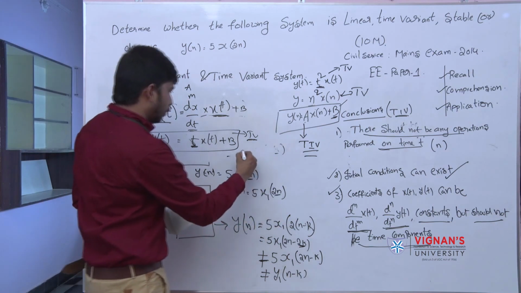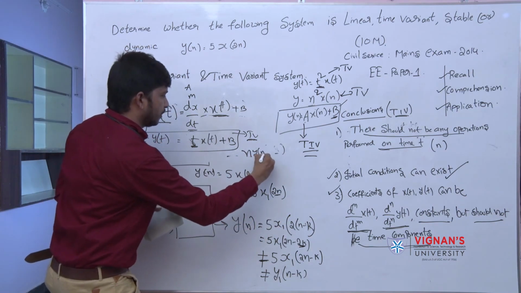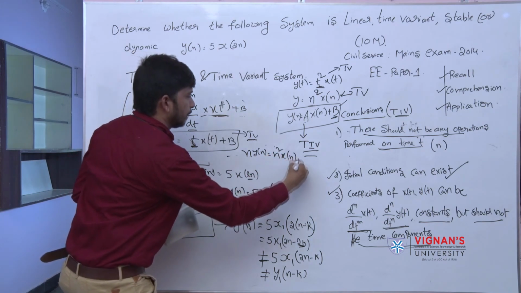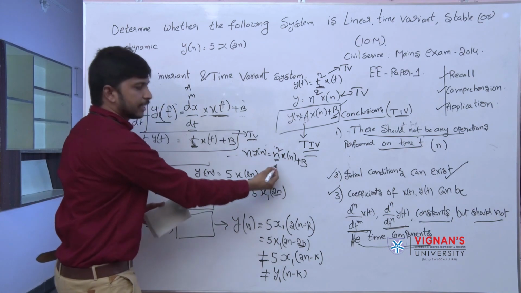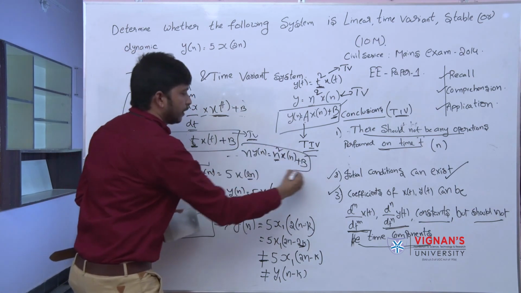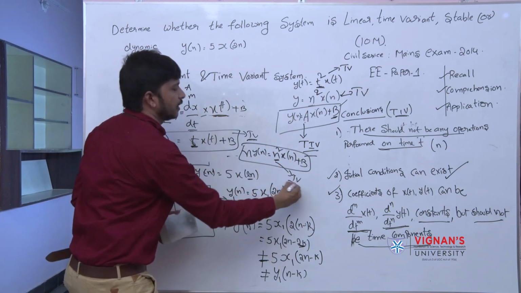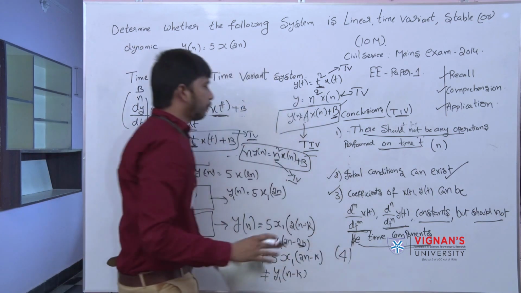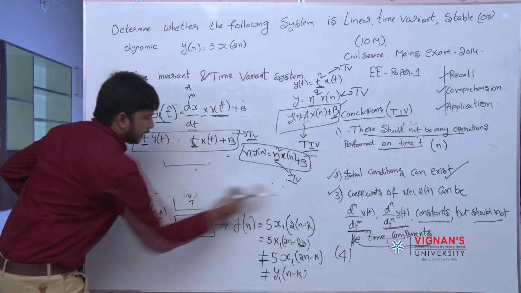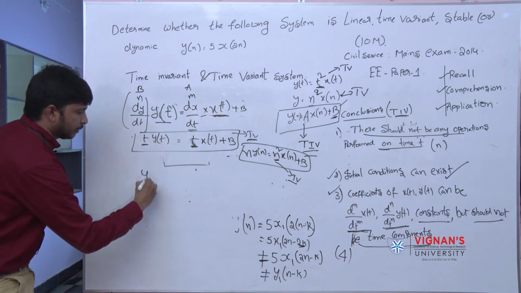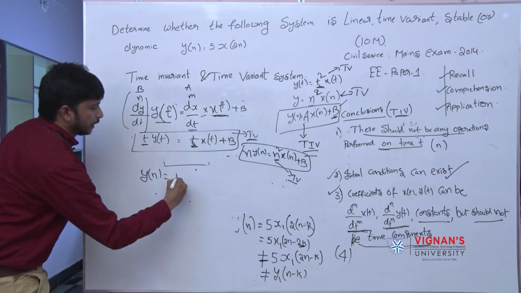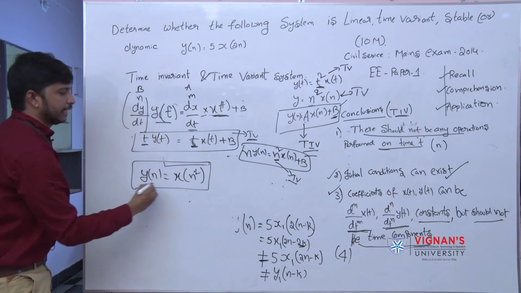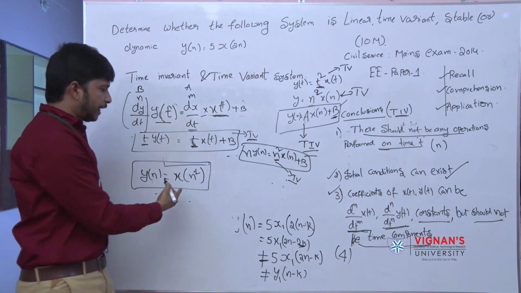Similarly, in the discrete domain, n into y of n equal to the coefficient n square into x of n plus b. Here the coefficient is a time component. So this will become a time variant system. And there should not be any operations. The fourth important point is there should not be any operations on time. Example, y of n equal to x of n square in discrete. Now tell me, time variant or time invariant?